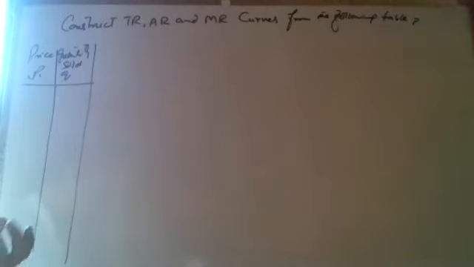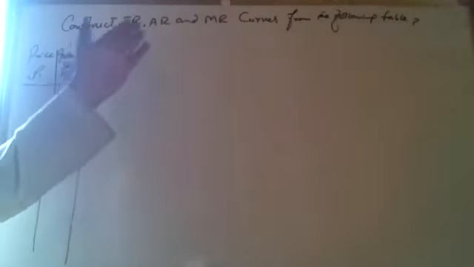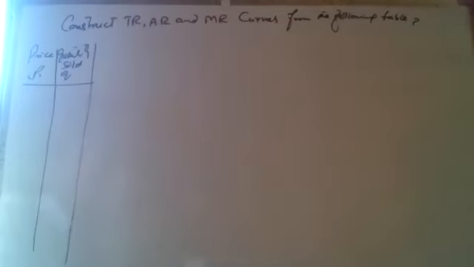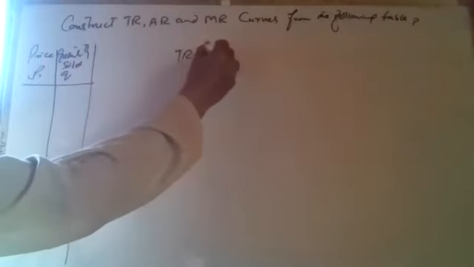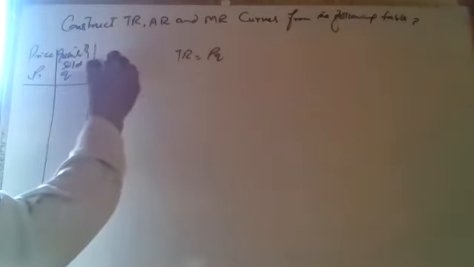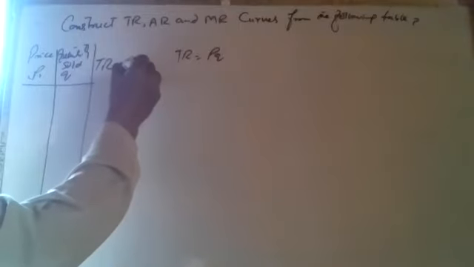So we are discussing how to construct total revenue, average revenue and marginal revenue curves when there is a relationship between price and quantity demand. As we know, the relationship between price and quantity demand is shown by the law of demand. From the law of demand, we can get that relationship. Total revenue is PQ, so total revenue is P multiplied by Q.